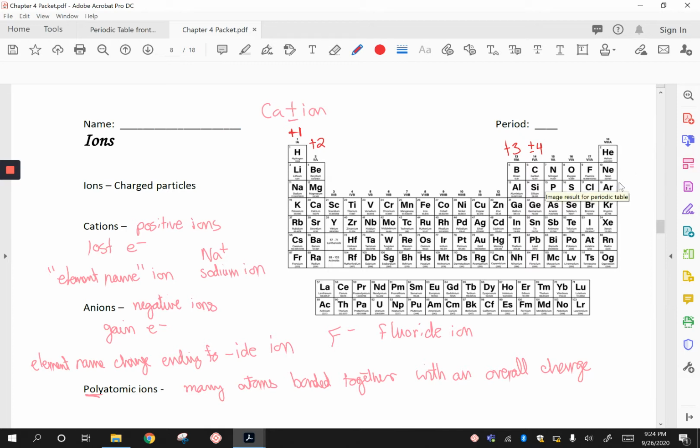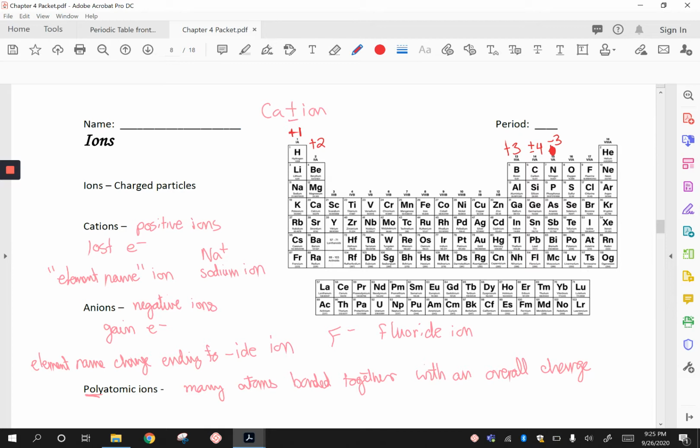Let's look at the nitrogen family. So nitrogen, phosphorus, arsenic, antimony. Those have 3 valence electrons. Sorry, they have 5 valence electrons. I apologize. So 5 valence electrons. So now it is easier to gain just 3 than it is to lose 5. And so nitrogen and its family, they gain 3 electrons. Well, if they gain 3 electrons and electrons are negative, then that family becomes a -3 charge.